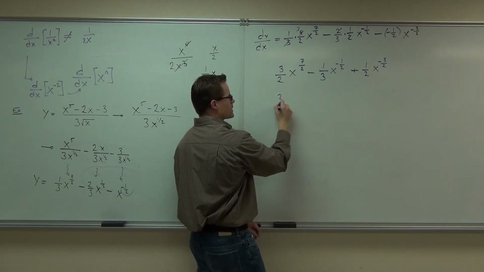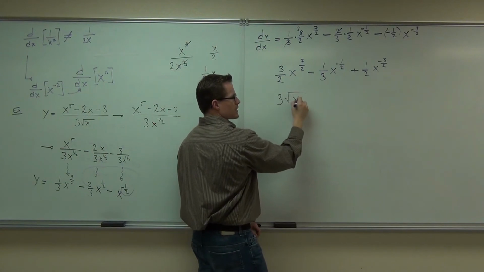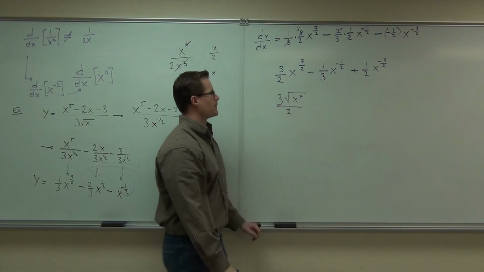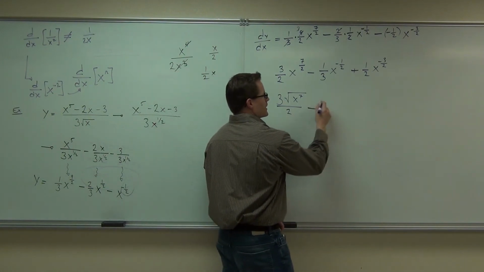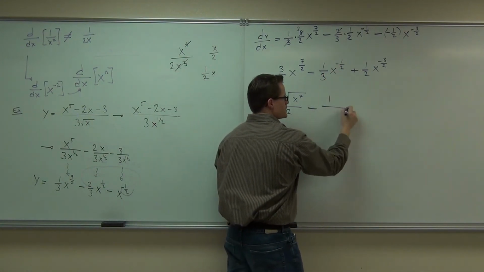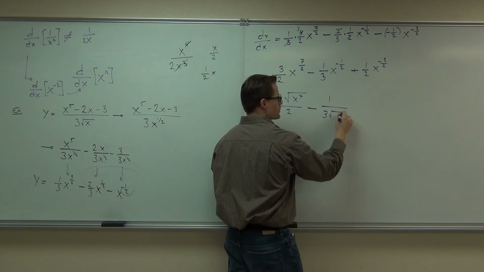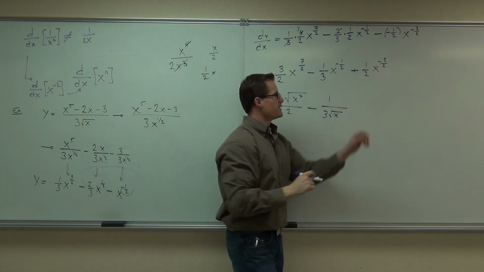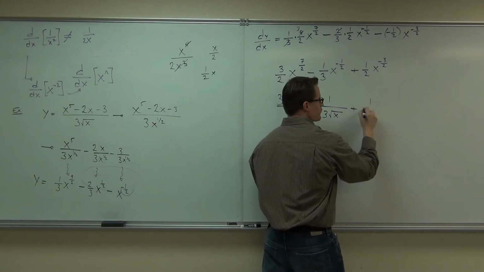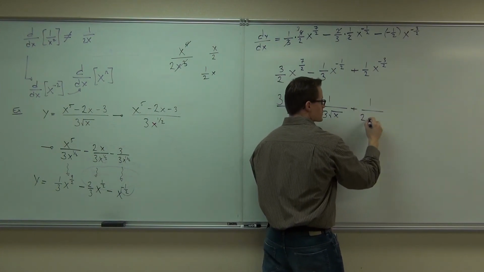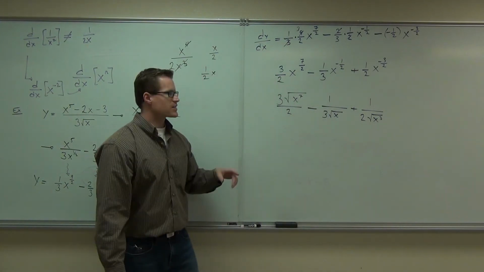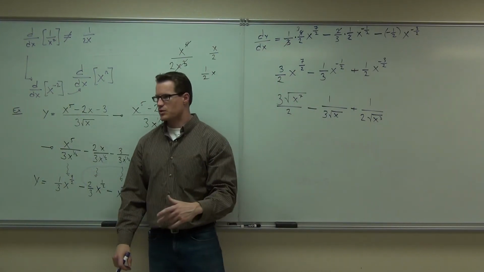So this would be 3 square root x to the 7th over 2, minus, since that's a negative exponent, it will be on the denominator of a fraction, 3 square root of x, along with that 2, a square root of x cubed. That's the way you would write that without any negative exponents associated with them.